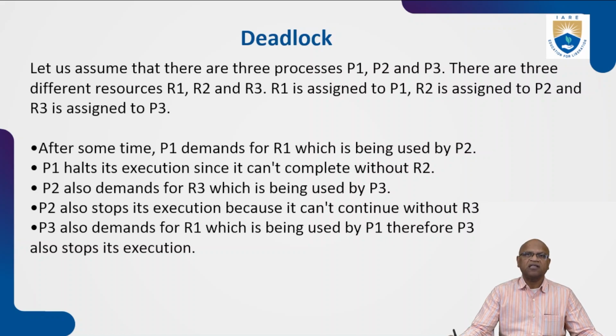So let us assume there are three processes P1, P2 and P3, and three different resources R1, R2, R3. R1 is assigned to P1, R2 is assigned to P2 and R3 is assigned to P3. After some time P1 demands R2, which is being used by P2. P1 halts its execution since it cannot complete without R2.